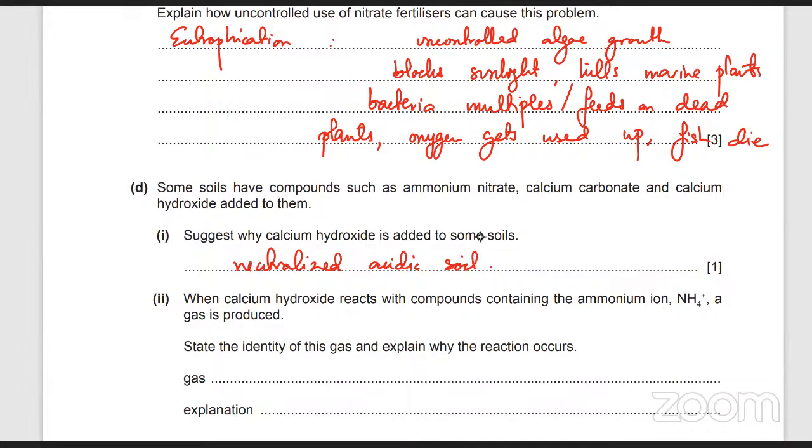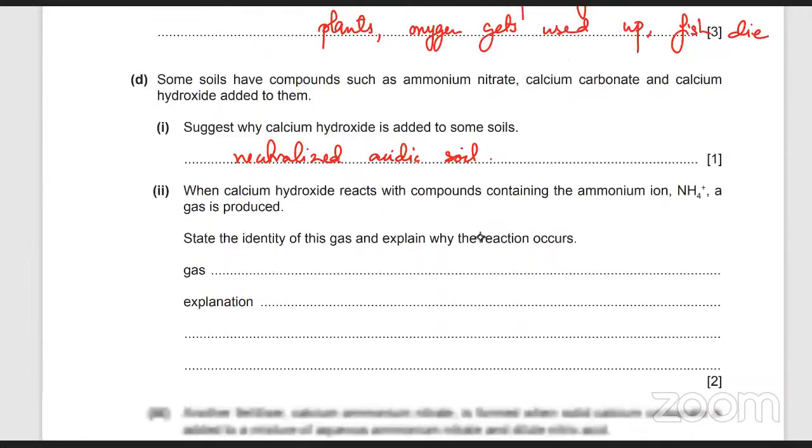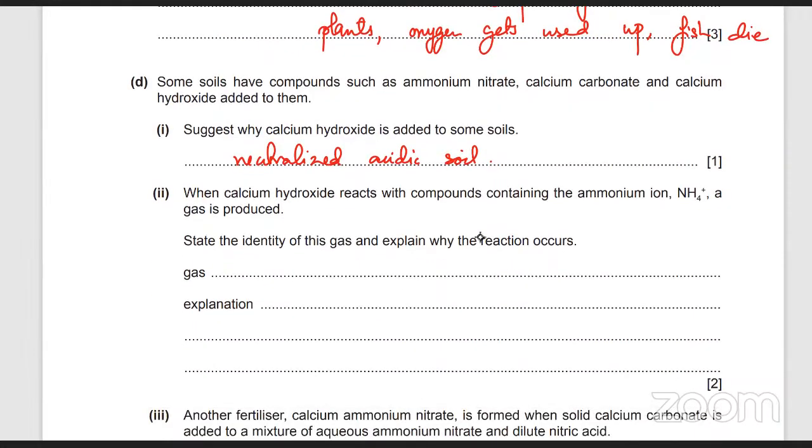When calcium hydroxide reacts with compounds containing ammonium ions, a gas is produced. What is that gas? Calcium hydroxide reacting with ammonium ions, what gas is produced? What happens when an ammonium compound reacts with a base? Ammonia gas is given off.